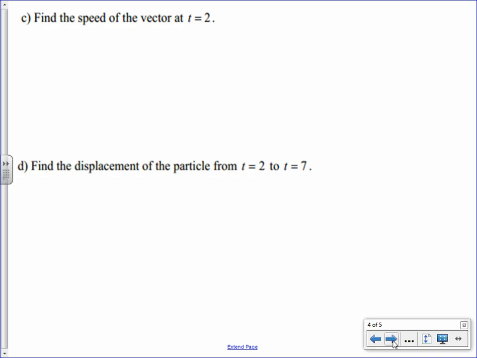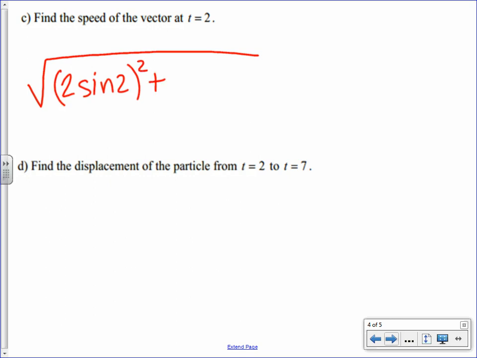Now I want the speed of the vector at t equals 2. How do we do that? Velocity stuff. Velocity squared, velocity squared, all square rooted. So the square root of sine 2 squared, dx/dt evaluated at 2 squared plus dy/dt evaluated at 2 squared. 3.02.